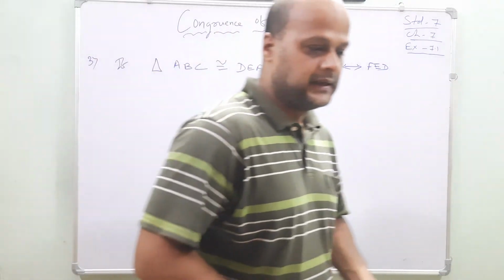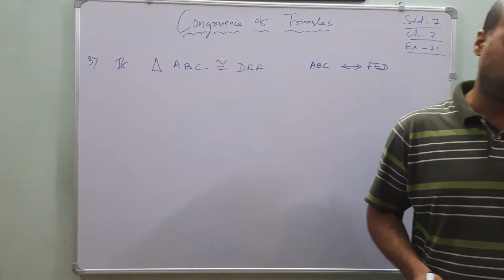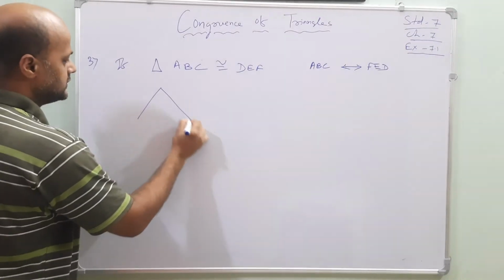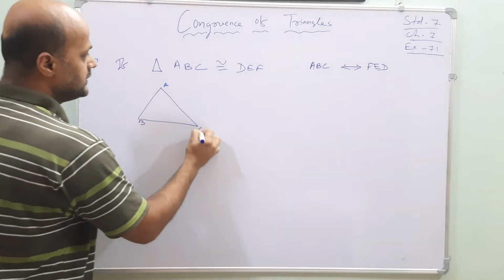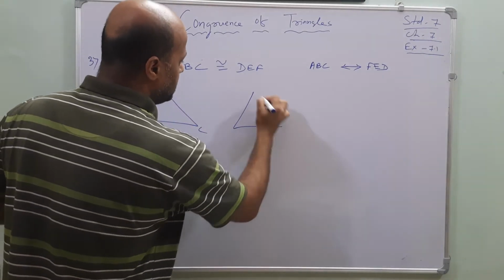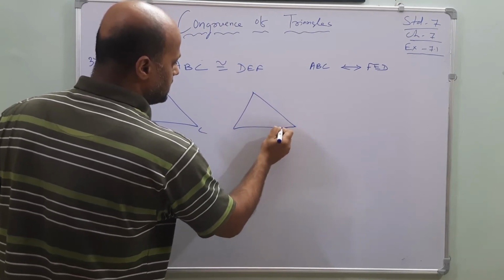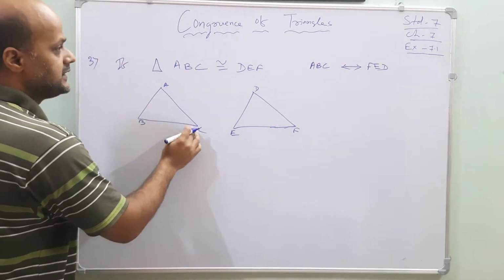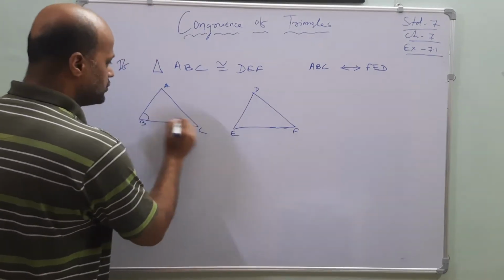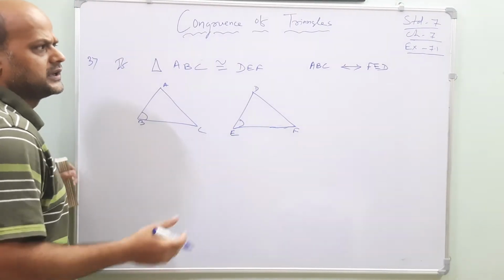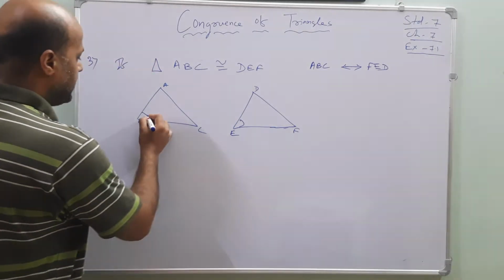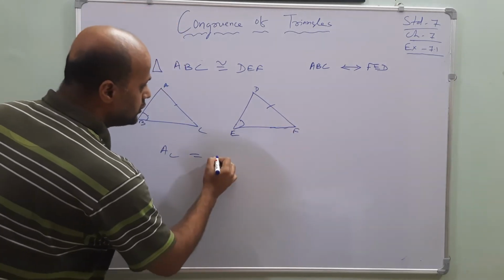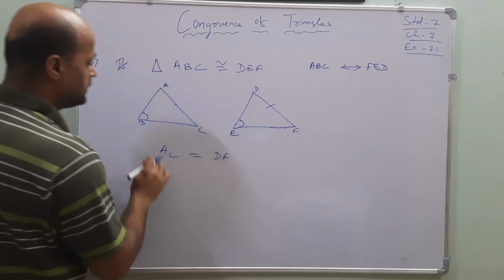It's saying that the correspondence ABC is equal to FED. Write all the corresponding congruent parts of the triangle. First draw the triangles. Okay, A, B, C, and here triangle D, E, F. Now these two are equal. If it is equal, what do you have to do? The angle opposite to which side? AC. This angle's opposite side DE is equal to what? DF.